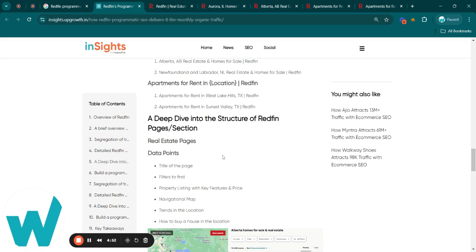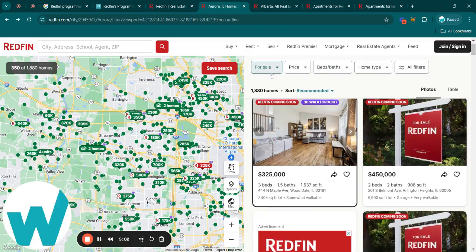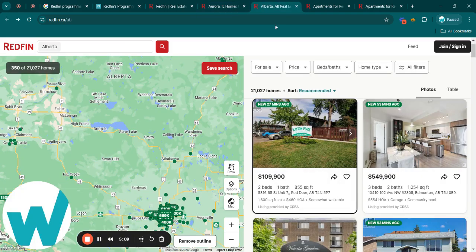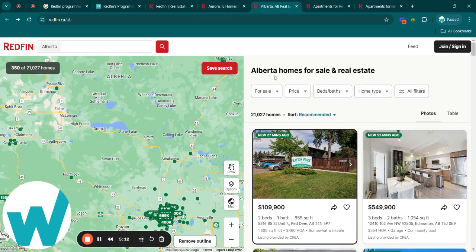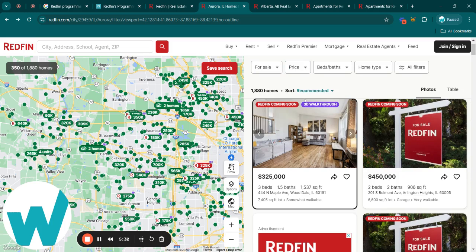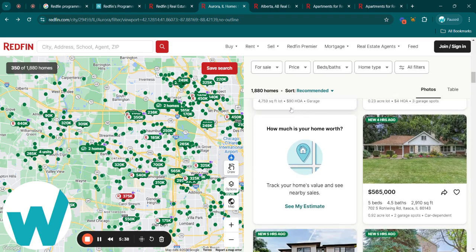Now let's deep dive into the structure of their programmatically generated pages on their website. I've just given you a brief on this, but now let's check out the structure in a little more detail. So this is the homes for sale and real estate pages. You can see the title, only the location name is replaced, followed by homes for sale and real estate. So the page starts with the title of the page and a search filter, which allows users to refine searches by price, property type, number of bedrooms, etc. And on the right hand side come the property listings showcasing homes for sale with detailed information, images and pricing. And on the left side, a map integration.